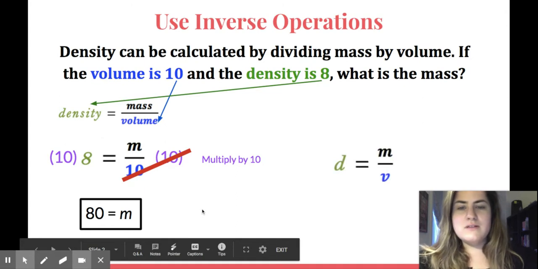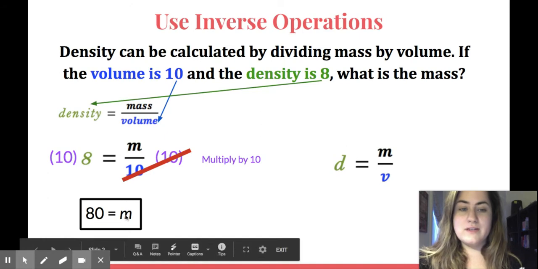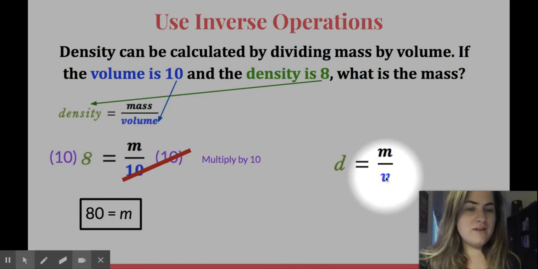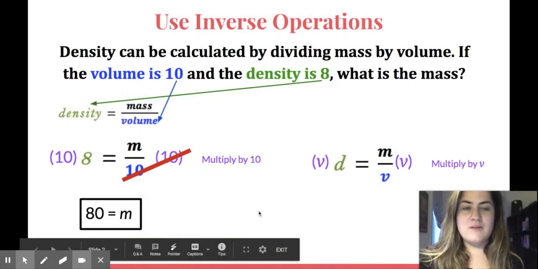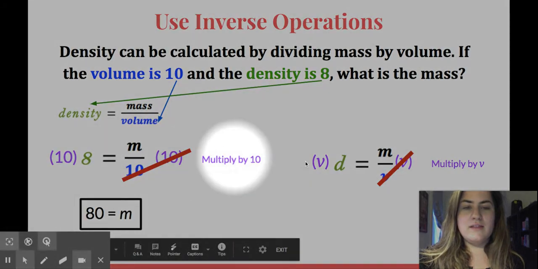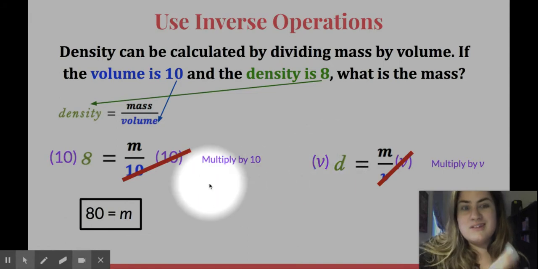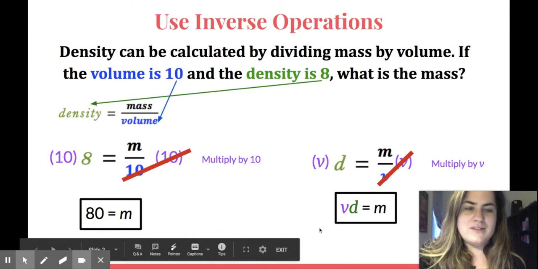So if I wanted to do the same exact thing, but I don't have any numbers, we're going to follow the same process. So I want to get m by itself. Right now, m is being divided by v. What's the opposite of dividing by v? Well, that would be multiplying by v. So I multiply both sides by v, cancel out in the same way. Although on the left side now, I can't actually do any math here with v and d because they're just letters. I don't have any numbers for them. So I just bring that down and I bring down m.